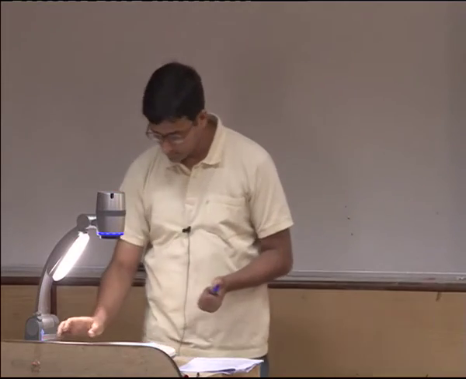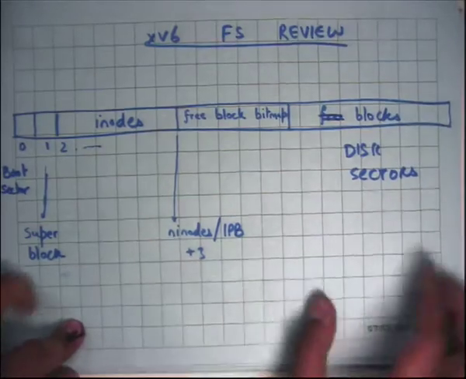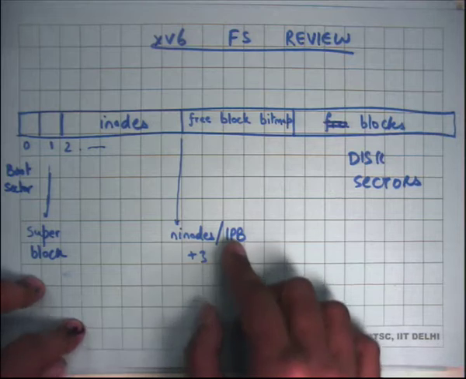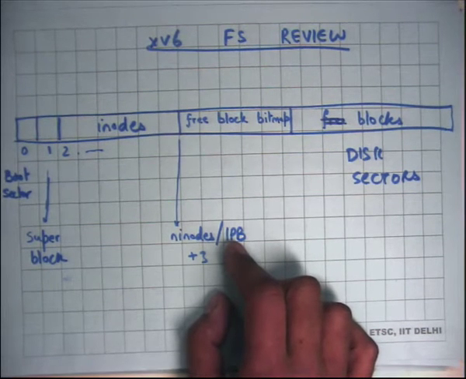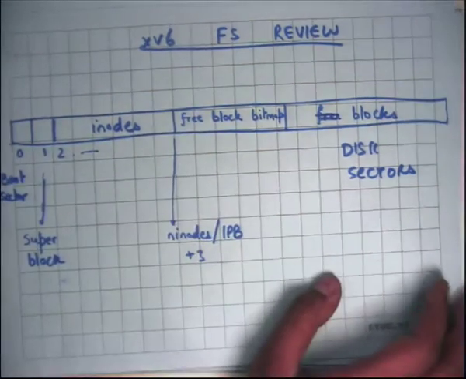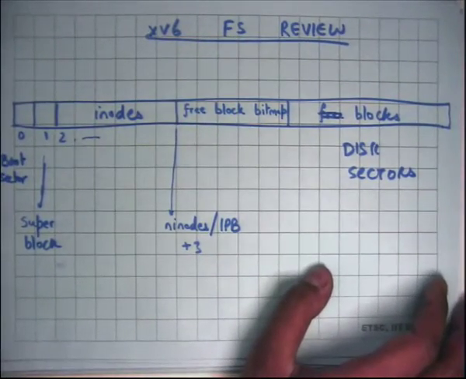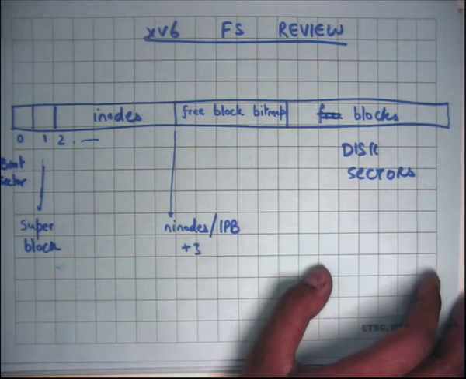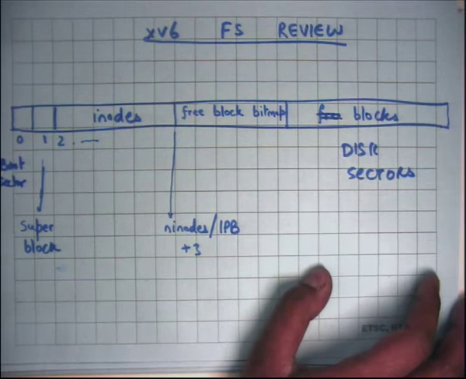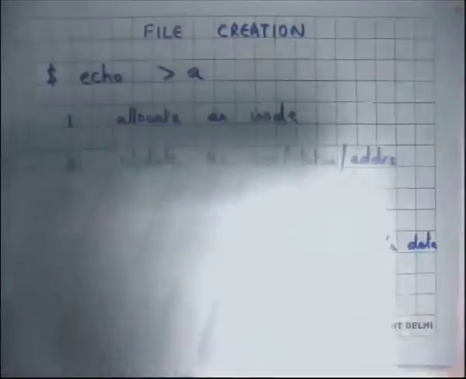Okay. This constant IPB says how many inodes you can store per block, that is, inodes per block. That depends on the size of the inode you choose. If I recall correctly, the size of an inode on XV6 was 64 bytes, and the size of a block is 512 bytes, right? Okay.